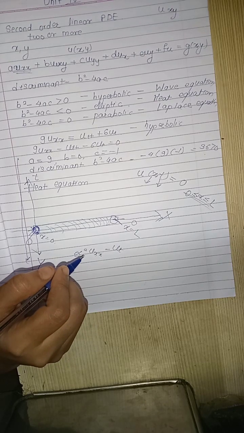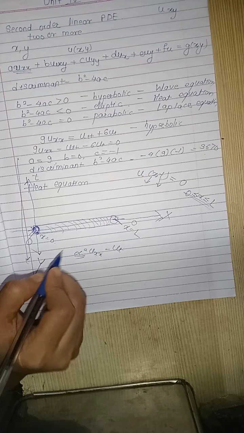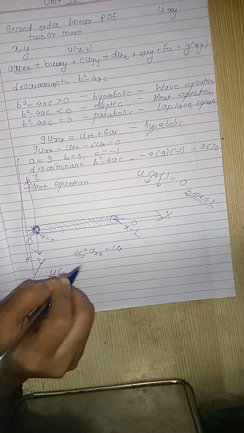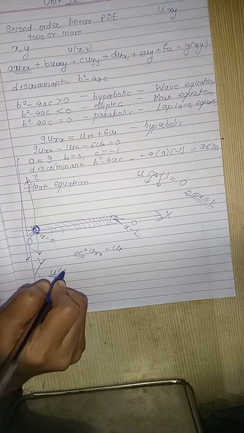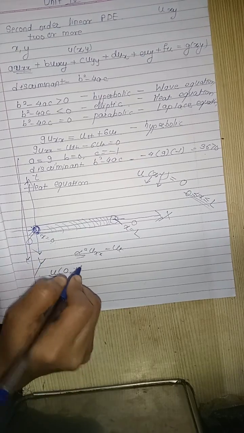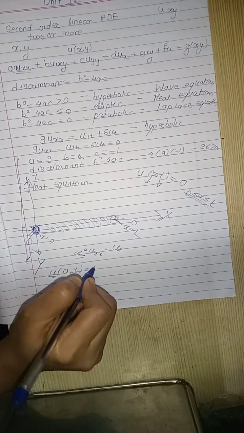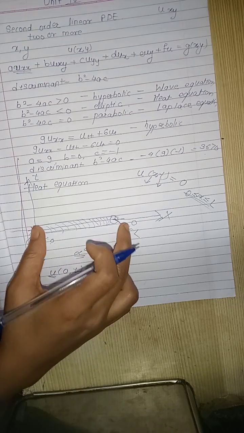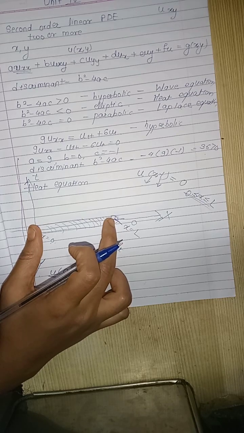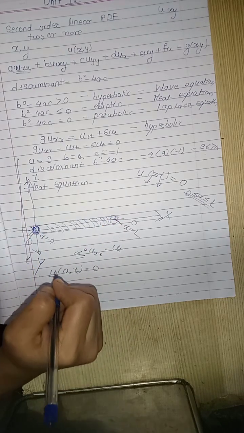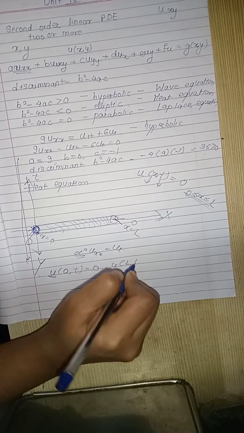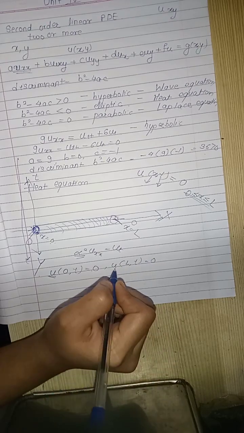Now consider u, the temperature of that rod at point 0. If x equals 0, that's the end point, and at any time t it will be just 0, because we have assumed that the endpoints are dipped in some ice water or something so that the temperature is reduced to 0 at both ends. So u(0, t) equals 0. Similarly, u(L, t) equals 0. That's for the other end.